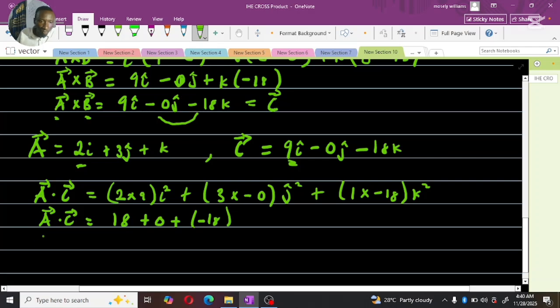So what do you see? A dot C will give you what? 18 minus 18, which is equal to 0. It is correct. Now you can check for B dot C and confirm if it is actually going to give you 0.